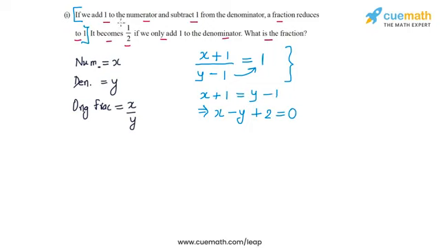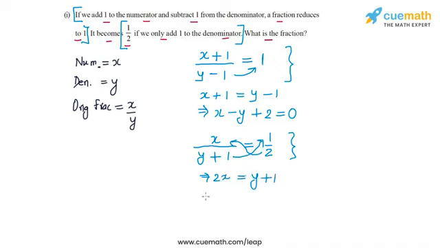Now let's use the second piece of information. The fraction becomes half if we only add 1 to the denominator. So if we don't change the numerator and we add 1 to the denominator, the new fraction becomes x by y plus 1. This becomes half, and this gives us the second equation in x and y. Let's cross multiply. So we have 2 times x and y plus 1 times 1. So 2x is equal to y plus 1, and I can write this as 2x minus y minus 1 is equal to 0.